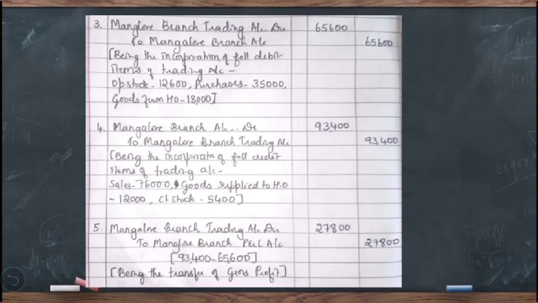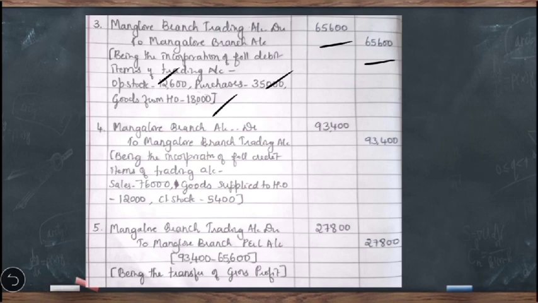Mangalore branch trading account debit to Mangalore branch account. So here in the narration we have to write being the incorporation of following debit items of branch trading account, that is opening stock 12,600, purchases 35,000, goods from head office 18,000. So total debit will be 65,600.